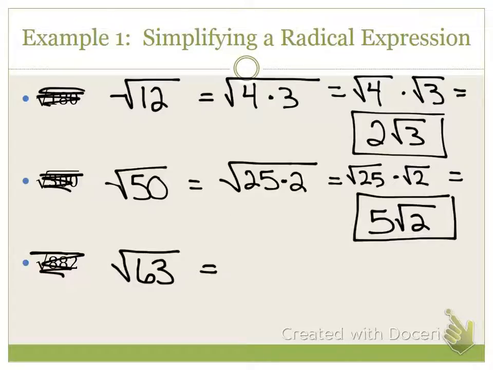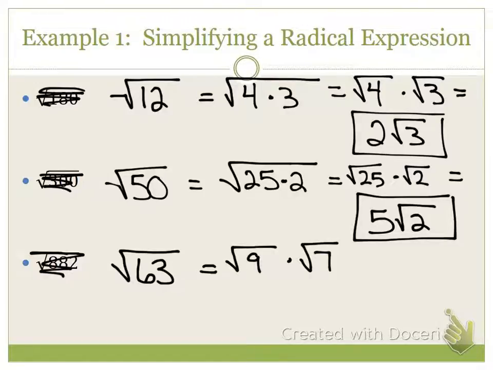All right, so let's say you're just kind of having a hard time with this. Here's a hint. Okay, I would just start with your lowest perfect square, 4. Is 4 a factor of 63? No. What's the next perfect square after 4? 9. Is 9 a factor of 63? Yes. So 9 times 7.